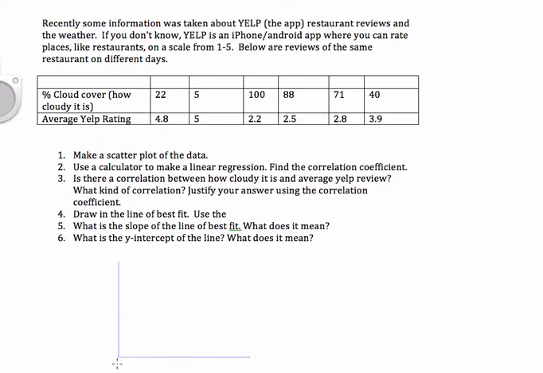To set up my axes, I need to go from 0% to 100%, because that's a sensible thing given I go from 5 to 100. And I have to say what this is. This is my percent cloud cover. If I don't label that, it's not right. Since I have 0 and 100, I'm going to put a 50 here, 25, 75. And now for my y-axis, that's going to be Yelp review.